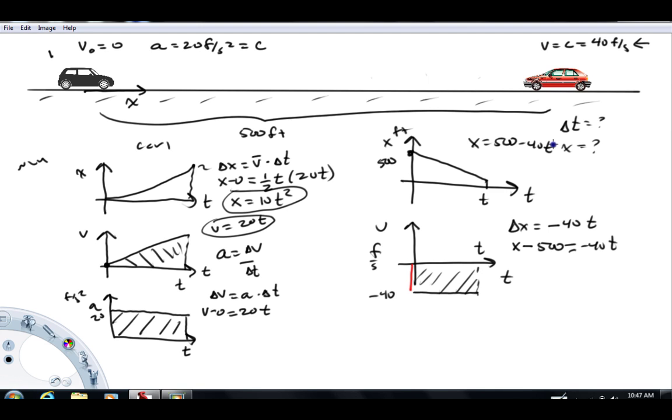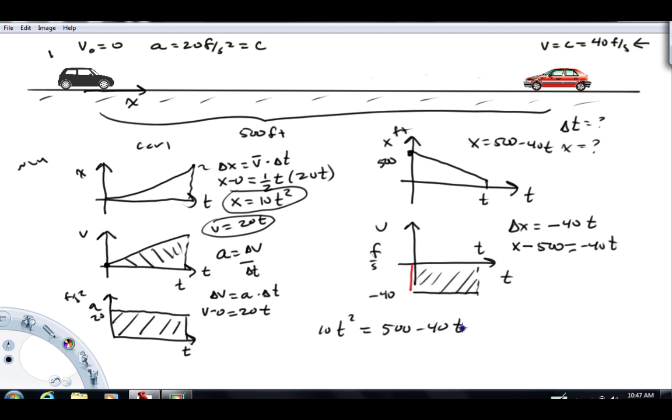The next step is just to note this. They're going to cross somewhere in the middle here at some value of x. And when they go past one another, their x coordinates are equal. That's going to allow us to write that this 10t squared has to equal this, 500 minus 40t. And that thing's quadratic.